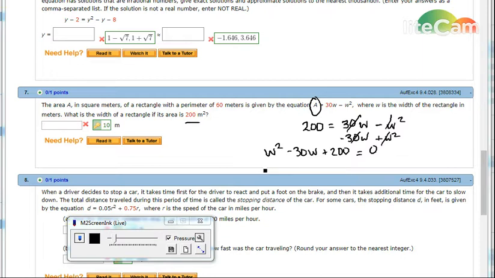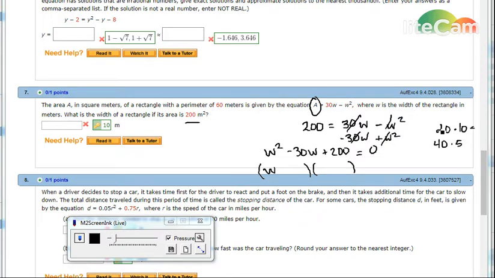Now let's go ahead and try to factor this if we can. This might be factorable. So if we look to 200, 200 can be written as 20 times 10. Okay. Now there's other ways to write this. For instance, you can multiply 40 times 5.